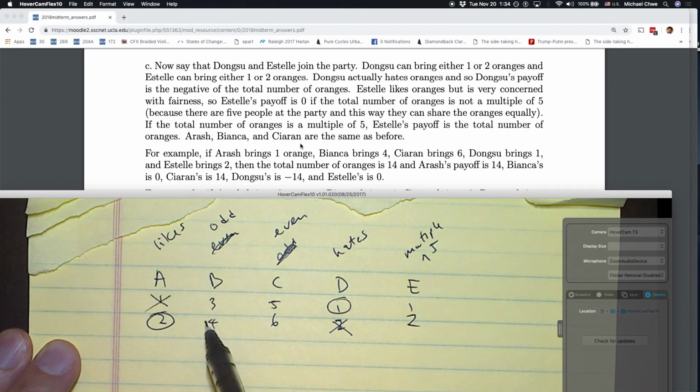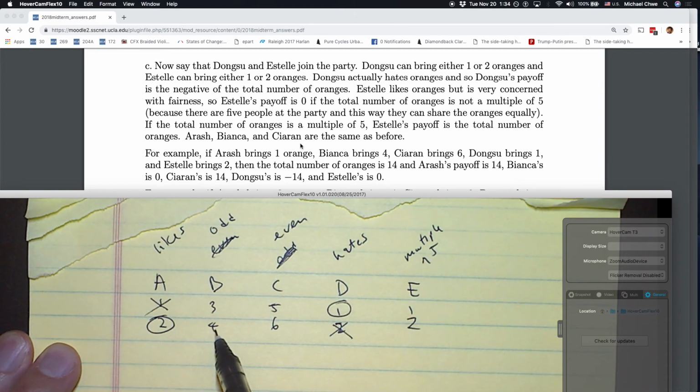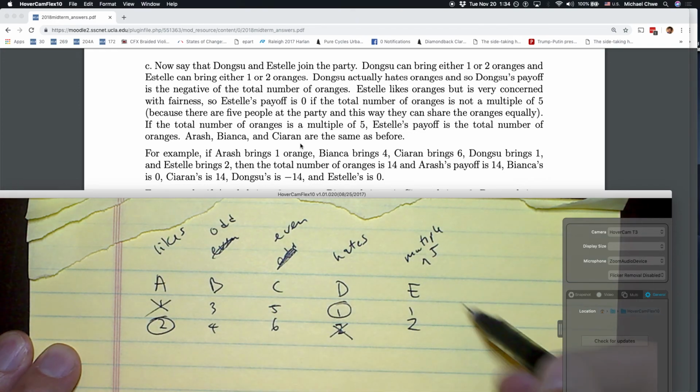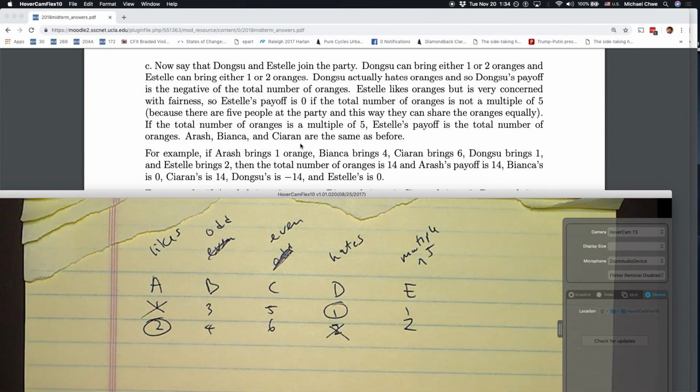How about Bianca? Bianca wants there to be an odd number. Can Bianca guarantee an odd number? No. So there's no dominance for Bianca and Sharon, right? How about for Estelle? They can't guarantee a multiple of 5 either. Or let's think. This is what's interesting.